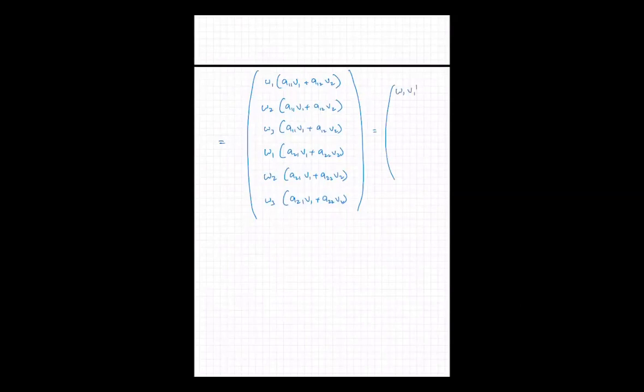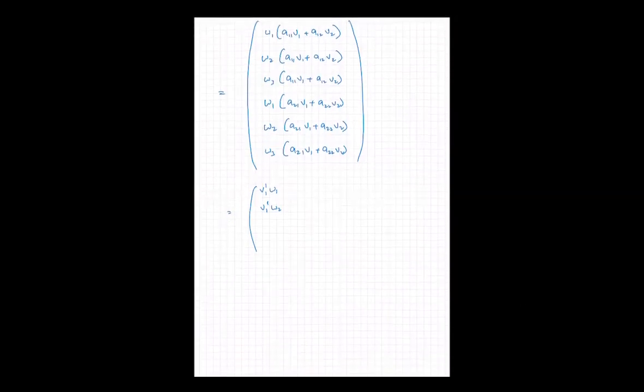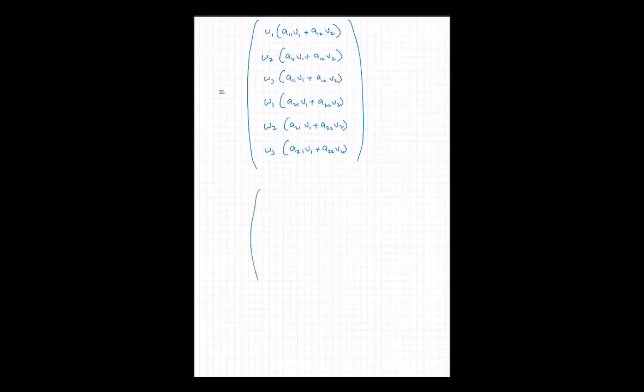W1 V1 prime, W2 V1 prime, W3 V1 prime. All right, so let me write it here. It equals V1 prime W1, V1 prime W2. These are components, so it doesn't matter which way I write them. Oh man, sorry, I didn't mean to erase that. V1 prime W1, V1 prime W2, V1 prime W3, V2 prime W1, V2 prime W2, V2 prime W3.